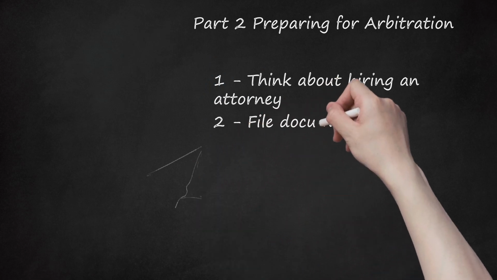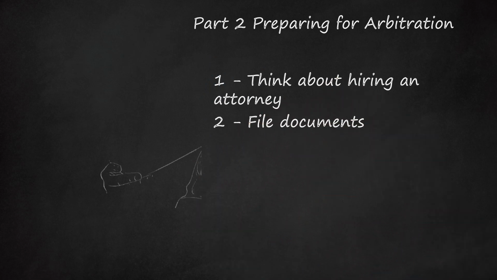2. File documents. The person suing the other person files a statement of claim. This is like a complaint in a civil court lawsuit. It lays out a summary of the dispute and states what the person is seeking from the arbitrator, usually money. The defendant then files a statement of response. This is like an answer in a civil court trial. The defendant admits or denies each claim.